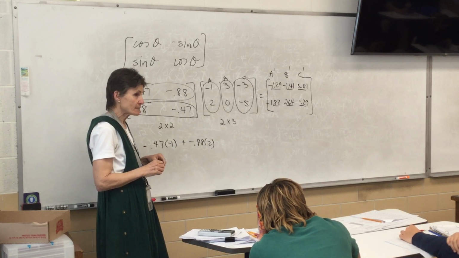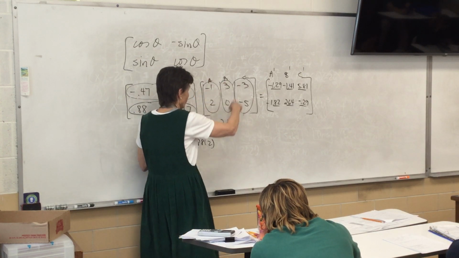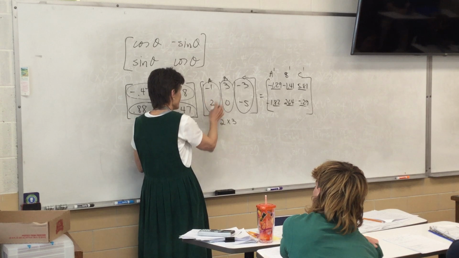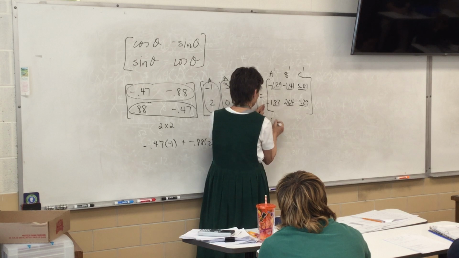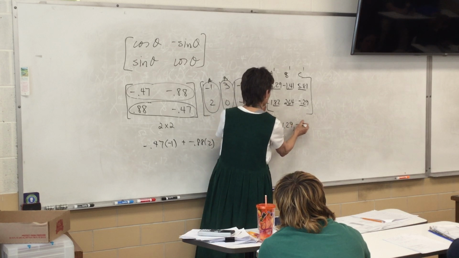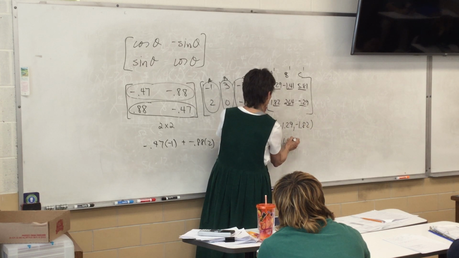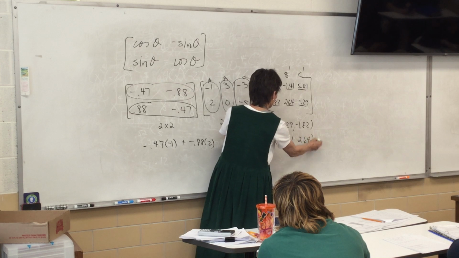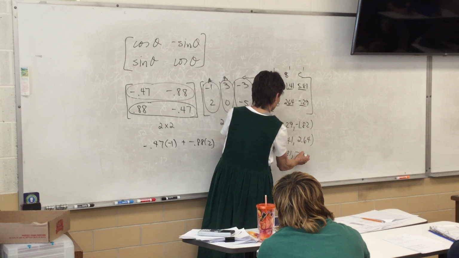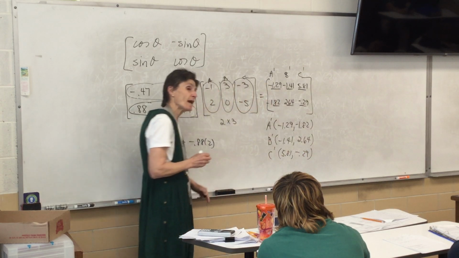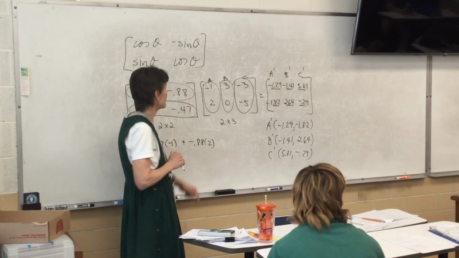So what that means is that the original triangle that had these coordinates, so vertex A was negative 1, 2, and so on, those coordinates are now negative 1.29, negative 1.82, negative 1.41, and negative 2.64, and 5.81, negative 0.29.